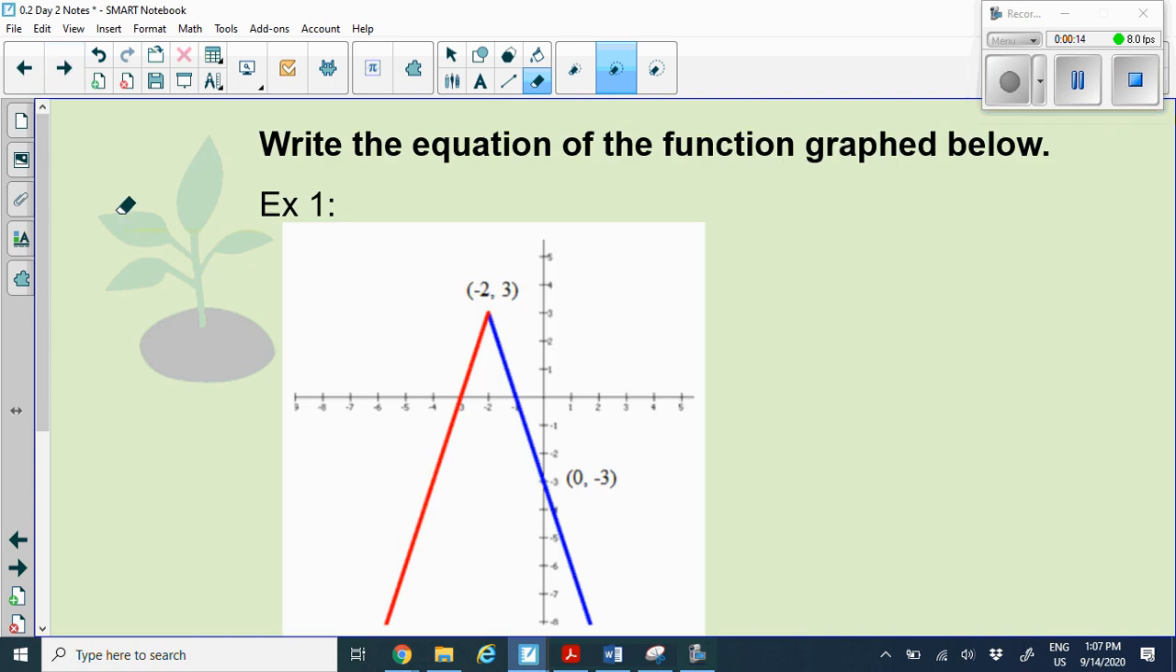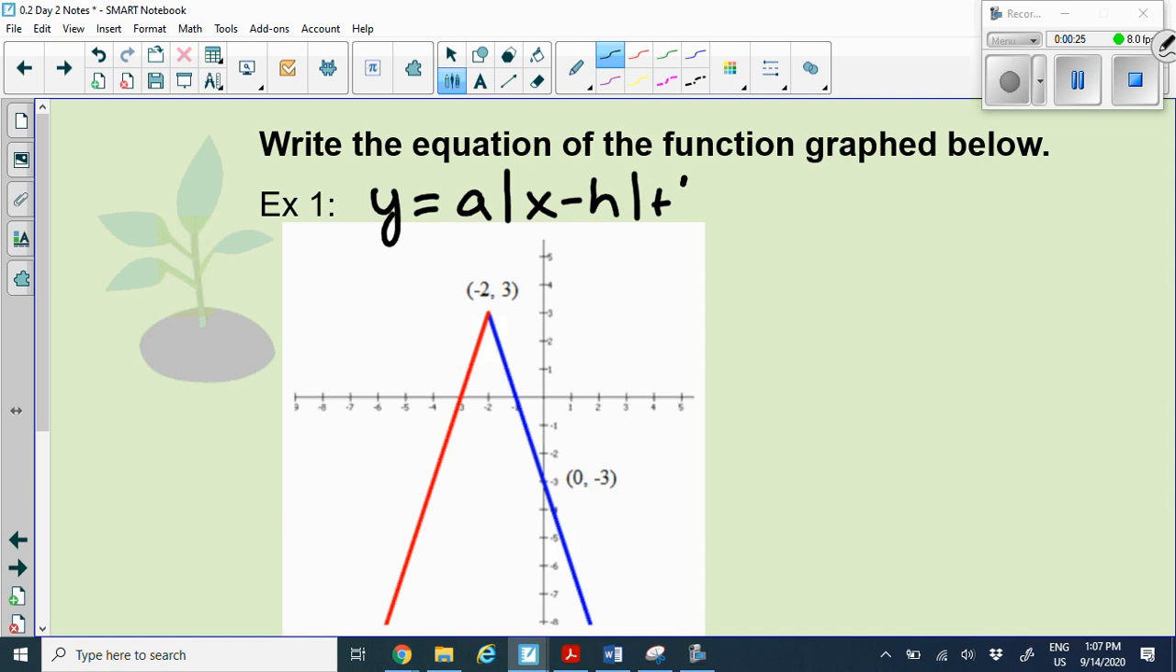Now remember, the general form for a graph is as so. Y equals A times the absolute value of x minus h plus k. So remember, A represents our slope, so it'll give us the number as well as if we're going to have a negative or not. And then h and k represent our vertex. So I'm going to go ahead and write that so we remember.